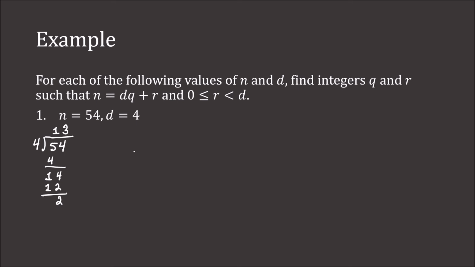What this means is that we can write 54 as 4 times 13 plus 2. So this 13 is our q, this r is our 2. So we'd have q is equal to 13, r is equal to 2.